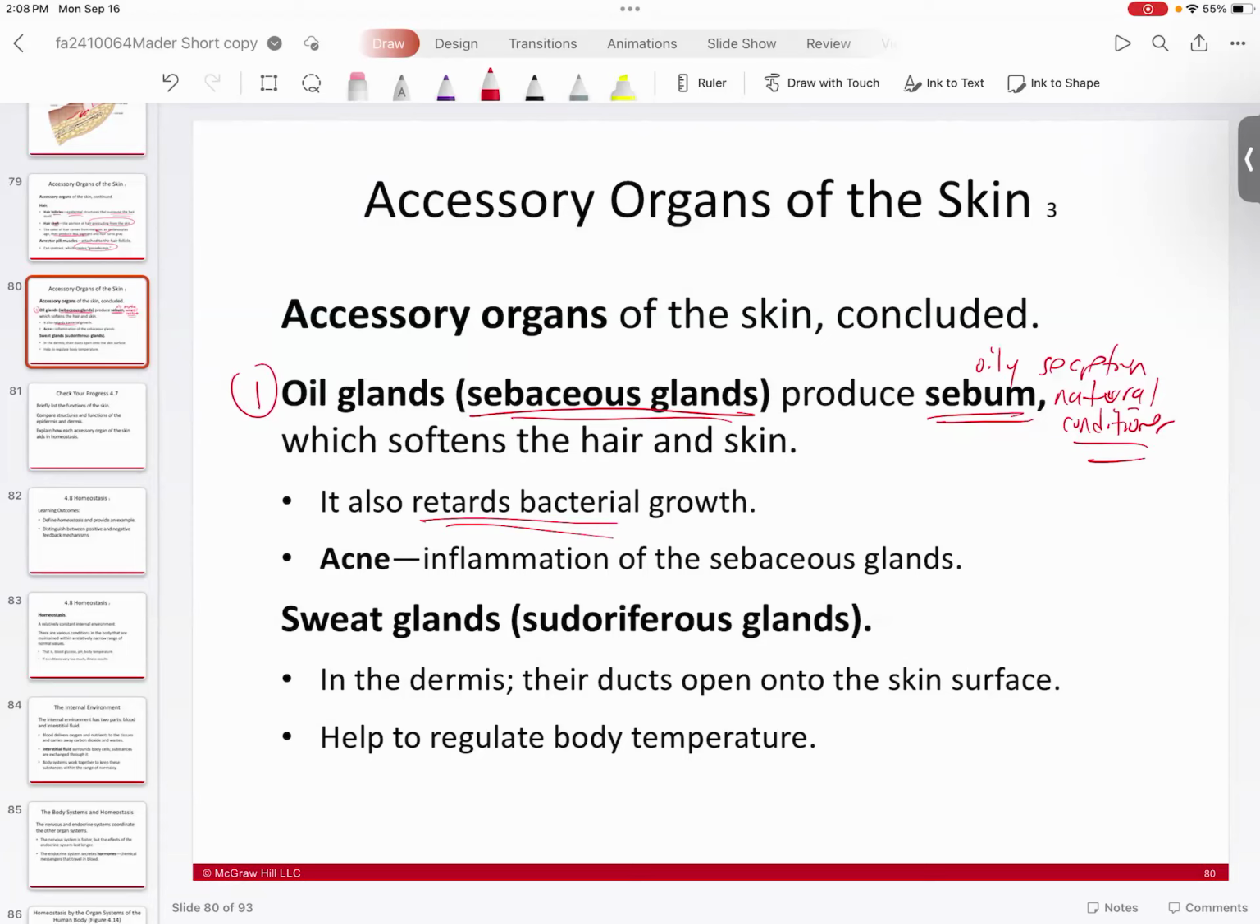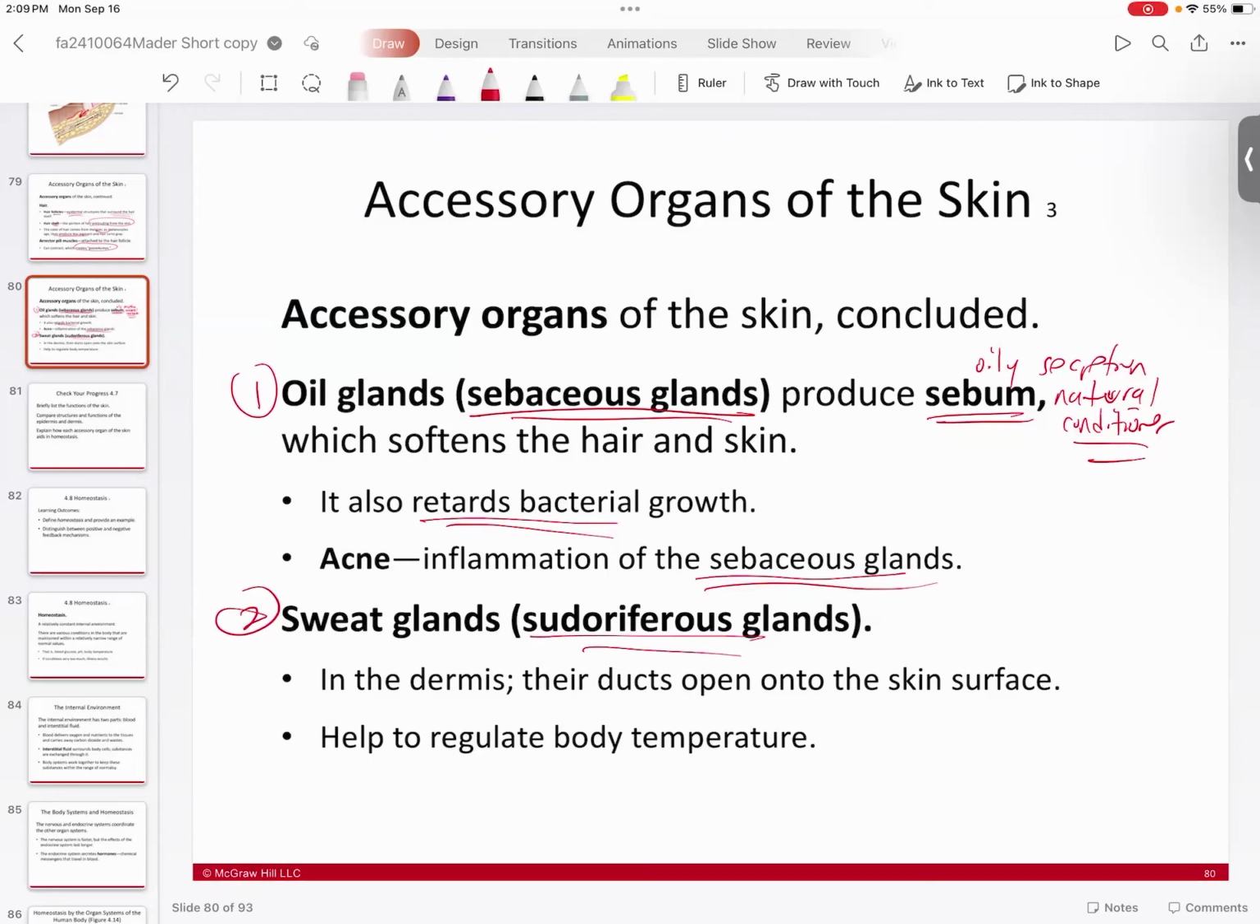This also can cause acne. For instance, if you have a sebaceous gland irritation or an inflammation of the sebaceous gland, this can also cause acne. And so you'll get a lot of issues associated with that. Sweat glands is another one, right? These are called sudoriferous glands, if you want to impress your friends.